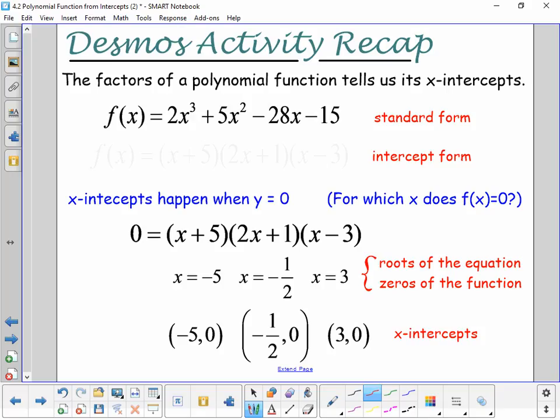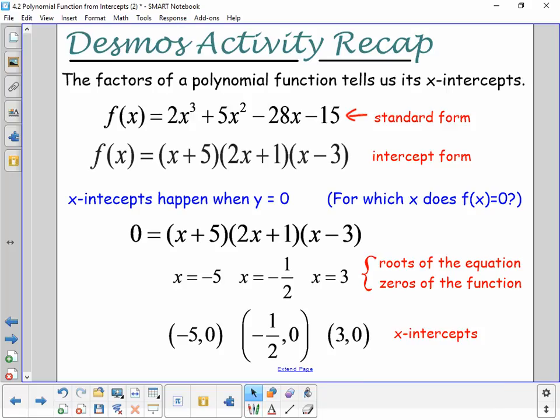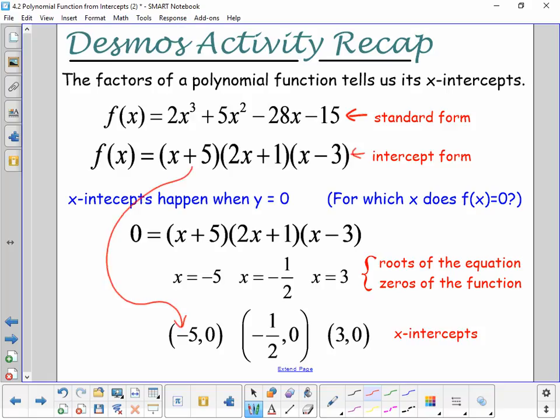If we have a polynomial function, it could be in standard form, like this top one: 2x^3 + 5x^2 - 28x - 15. That is in order from the highest degree term to the lowest degree term, called standard form. If we take this polynomial and we factor it, this is another form of the same function. It's called intercept form. Now the reason that it's called intercept form is because each of these factors reveals one of the x-intercepts. This one reveals -1/2, and then finally 3. So it's called intercept form because it shows us what the intercepts of the function are.